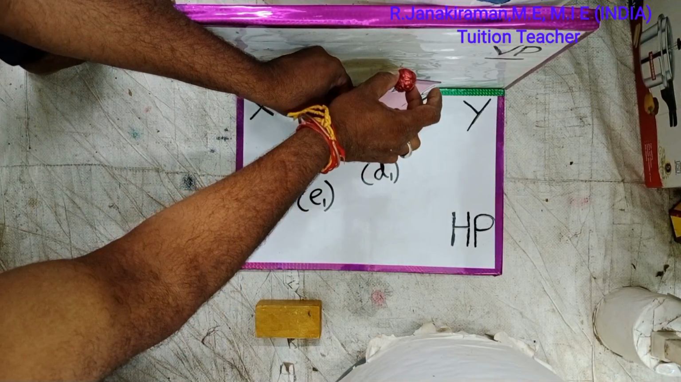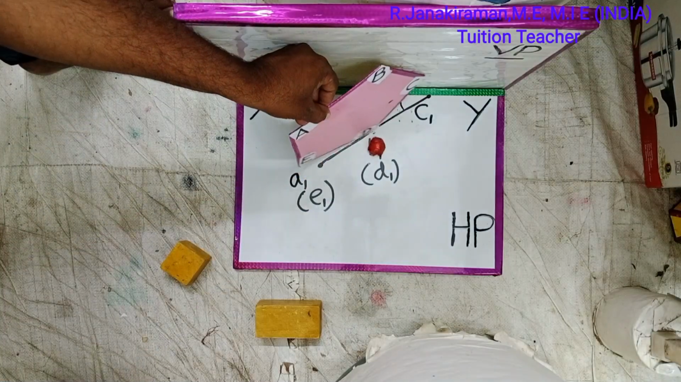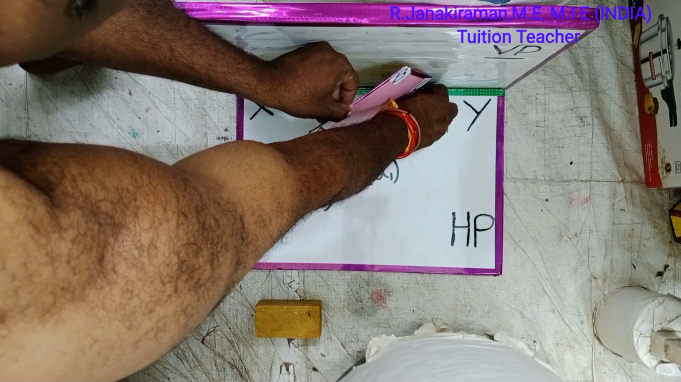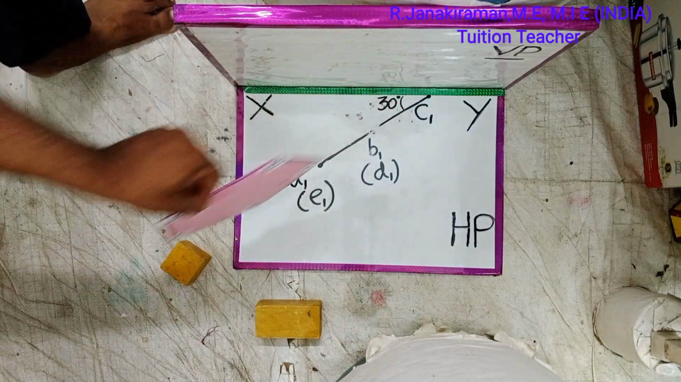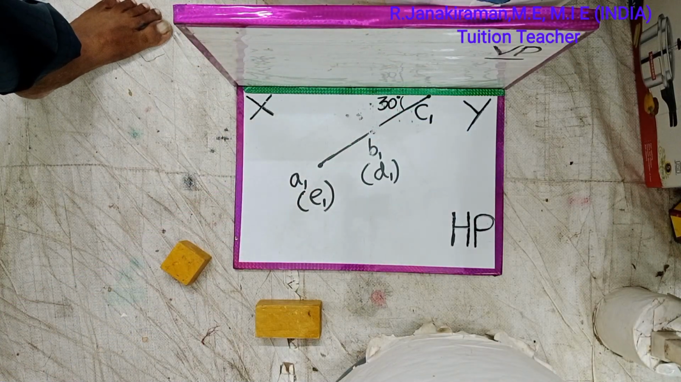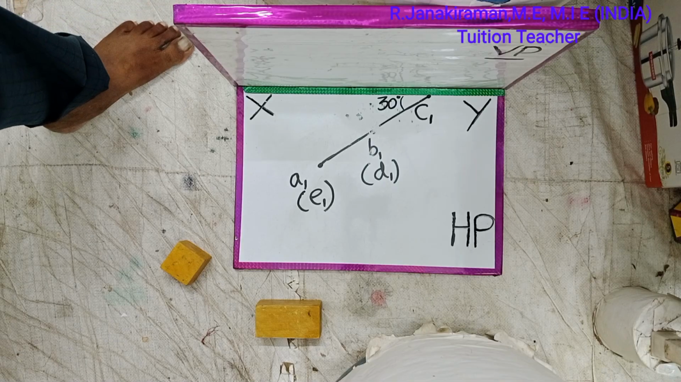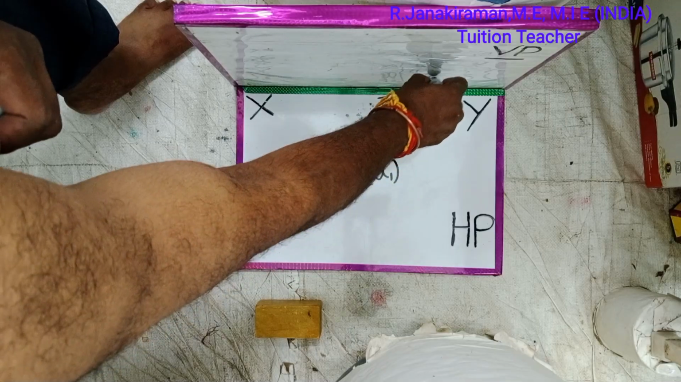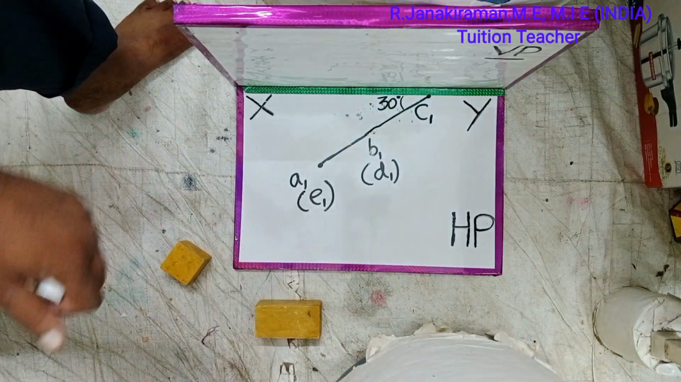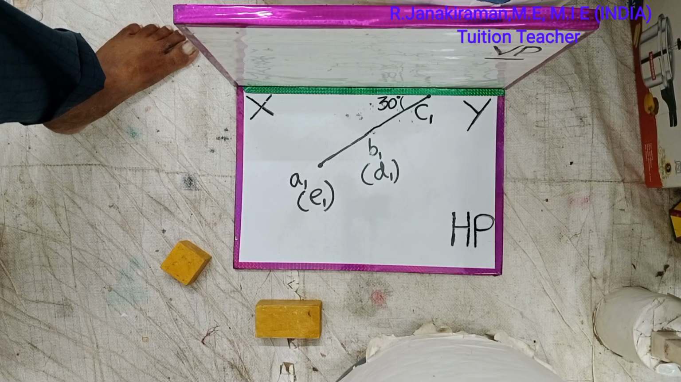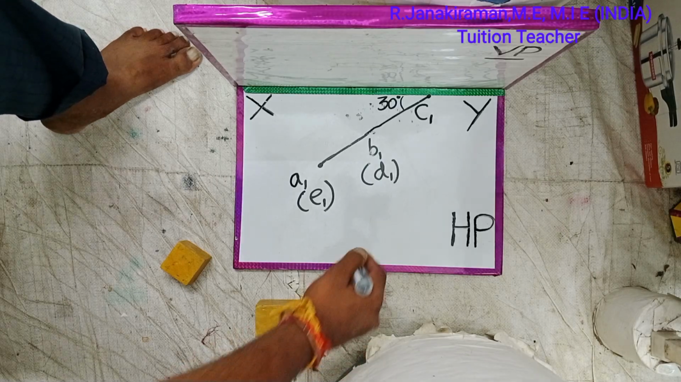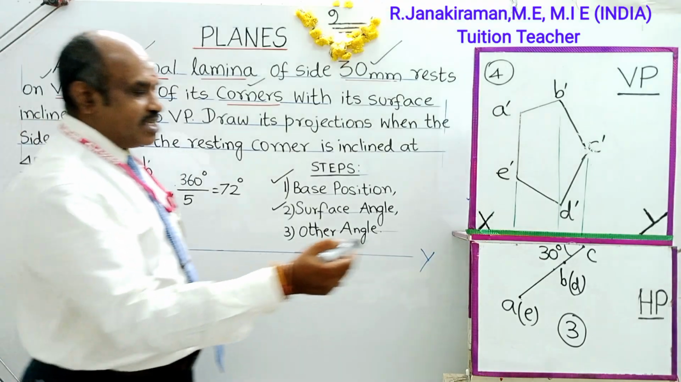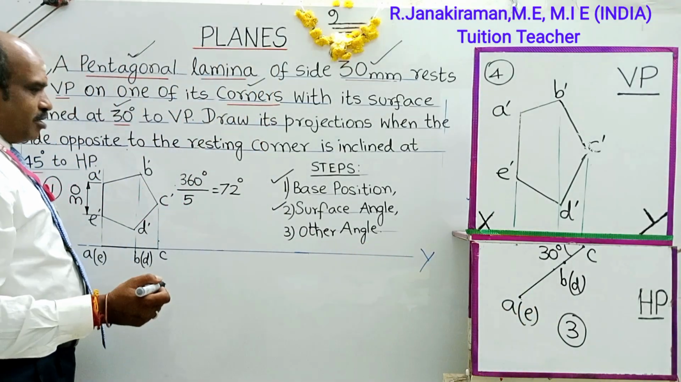Similarly, this is point B, projected and merged with D. Similarly, C is having contact on the VP, so that point is projected on the XY line itself, marked as C suffix 1. C will be in contact with the XY line itself, as the corner rests on VP. Okay, it is projected on the XY line itself, the point C. This is surface inclination, top view, which will be our third diagram. Understand? This is the third diagram, which we are going to draw now.